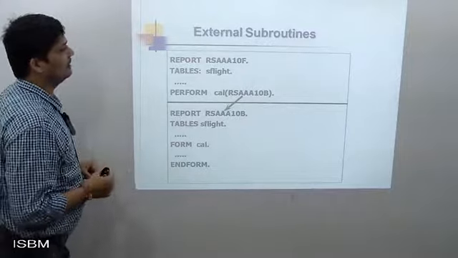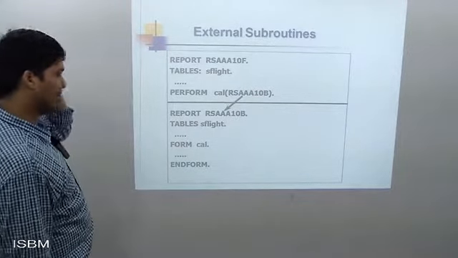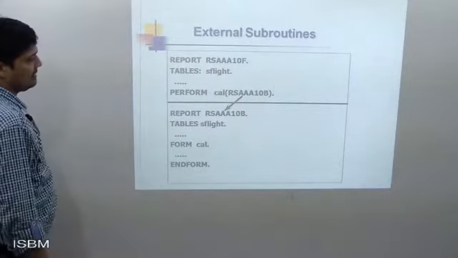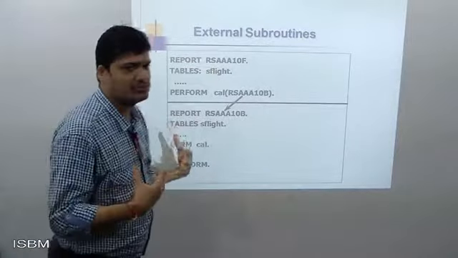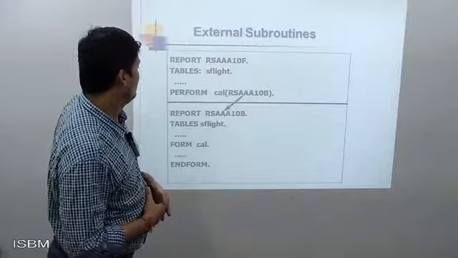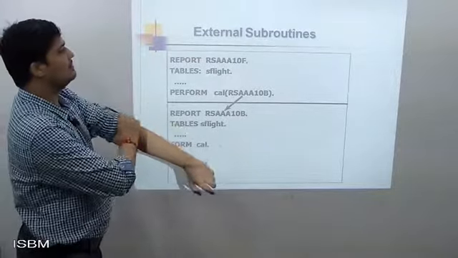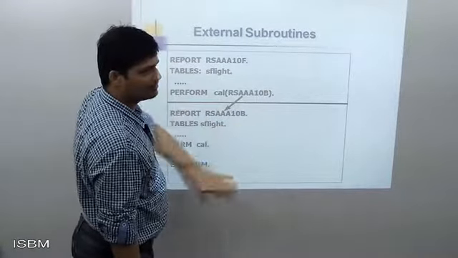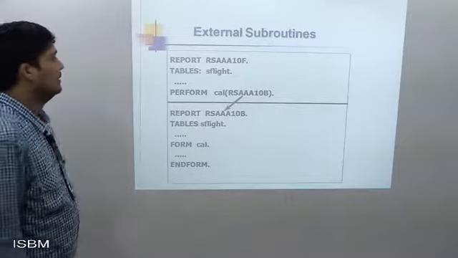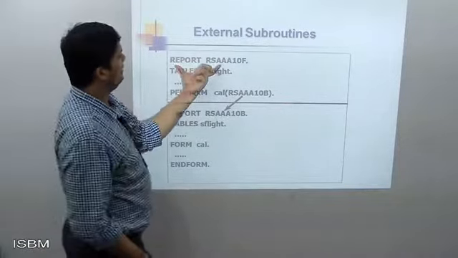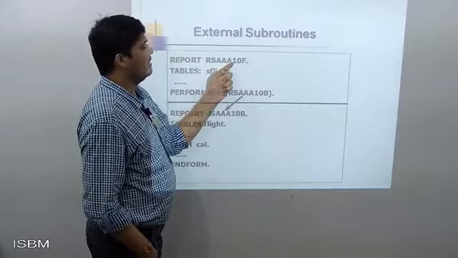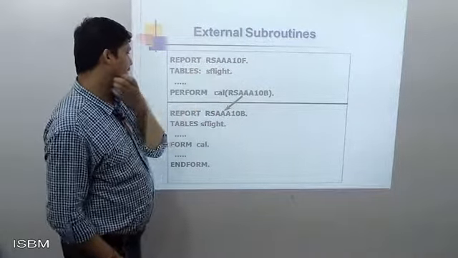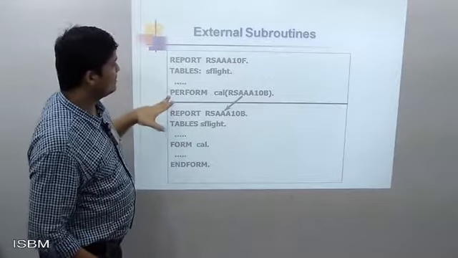Now we have seen the internal subroutine. There is also an external subroutine, which we can call from somewhere else. I mean to say, an external subroutine I have used in some other program, but the same subroutine I can call in my program also. Here you can see this is the report name RSAAA10F10F. This is my report in which I have declared tables and written some code. Then I am using a subroutine call.